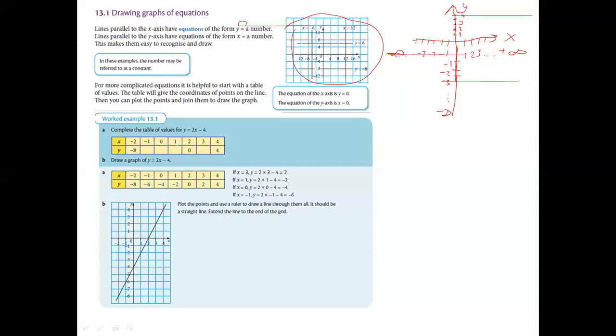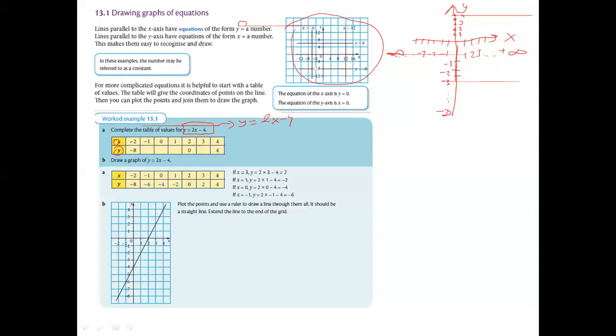We have one worked example. The first one: complete the table of values for y is equal to 2x minus 4. First of all, our equation is y is equal to 2x minus 4. Don't forget, it's our equation. And here, as you see, are the values of x, and they are connected with the values of y. How? Let's show it.